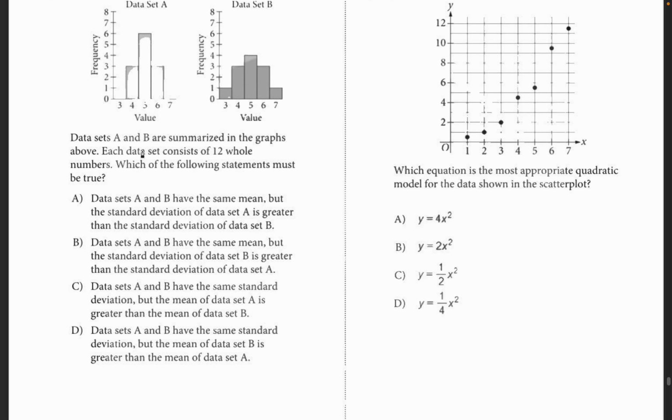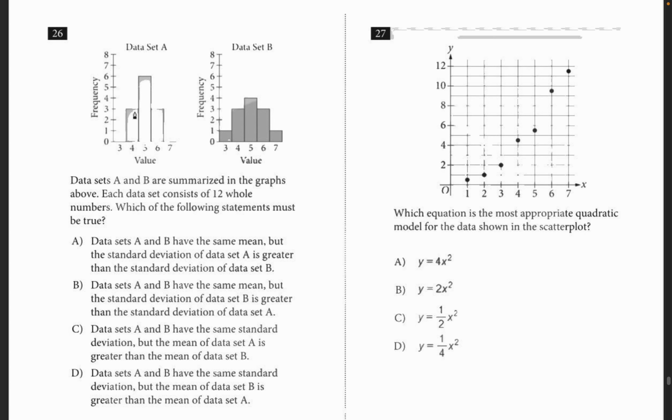Data sets A and B are summarized. Each data, what does it say means is true? Okay, it says the mean again. So to find the mean for any frequency data set, you do the value times the number. So 4 times 3 is 12. 5 times 6 is 30. 6 times 3 is 18. 30 plus 18 plus 12, that's 60. So 60.